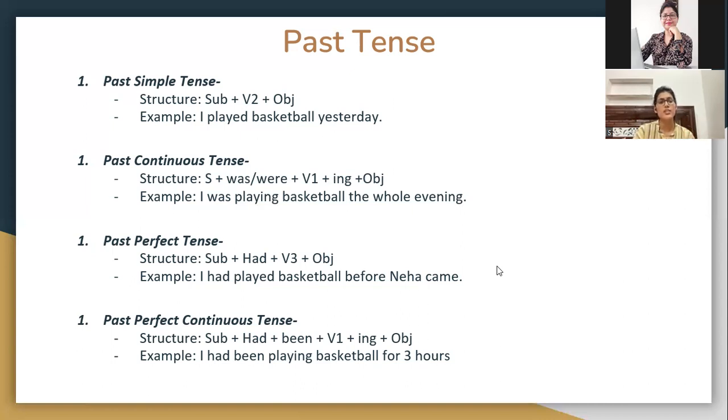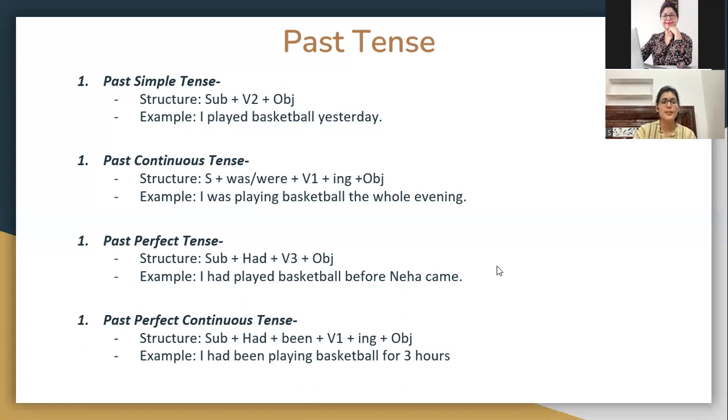Structure: subject plus second form of main verb plus object. When the sentence is negative or interrogative, we use the first form of main verb, and the helping verb is did or did not. So the structure is subject plus did or did not plus first form of main verb plus object.